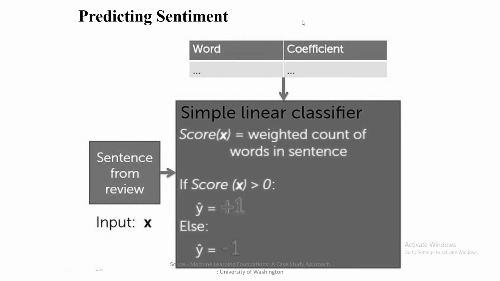Here we will have the sentence from the review, that is my input sentence, and I will pass it into some linear classifier, and then it will give me this table, this word and coefficient. So the two students that asked me how I got the weights or the coefficients: I will get the coefficients once I pass this sentence to the linear classifier, and once the model gets trained, I will get one coefficient for each and every word.